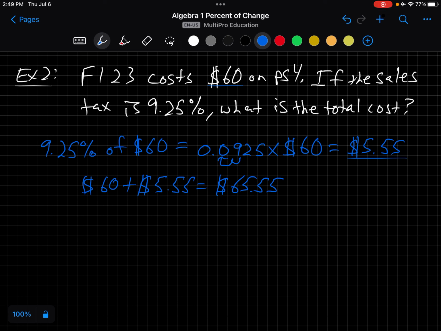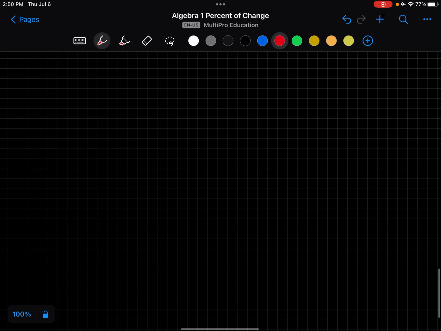Okay, that's how much we have to pay to buy the game. All right, let's look at example 3.